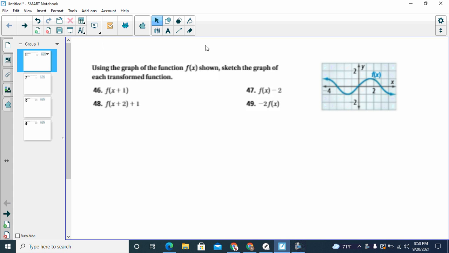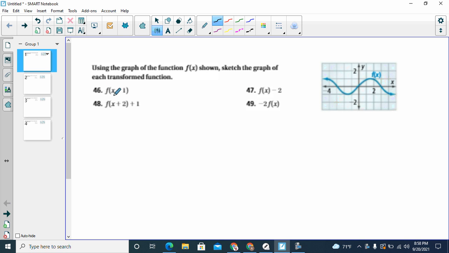Solution video for numbers 46 through 49 on page 106. Number 46 asks us to sketch the graph of f of x plus 1, with the plus 1 on the inside of the parentheses here, given the graph of f of x over here.